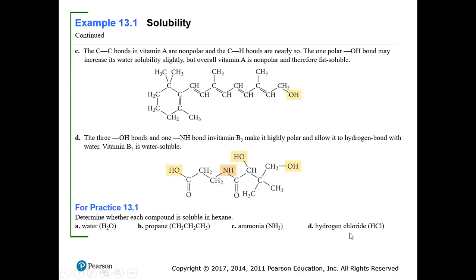And then here, hydrogen chloride, since it's not in water, that's why we're not naming it like an acid, would also be polar because the hydrogen and chlorine have different electronegativity values. So since this is a polar compound, it would not be soluble in hexane. So of these compounds, the only one that is soluble in hexane would be the propane because it is the most similar to the hexane because they are both nonpolar.